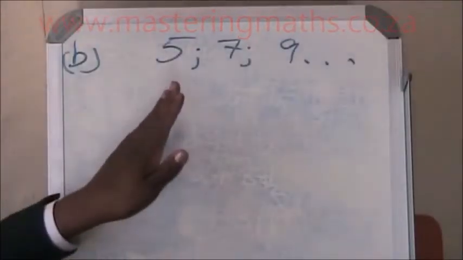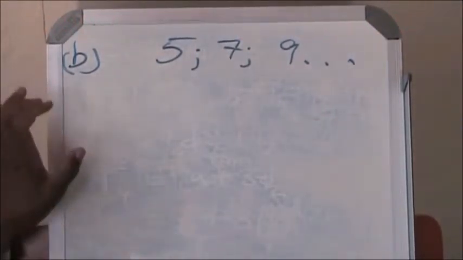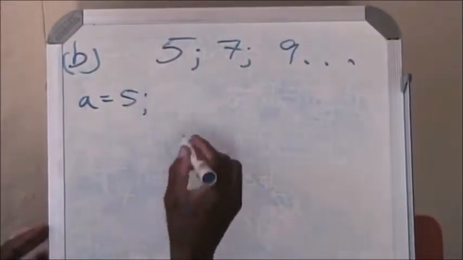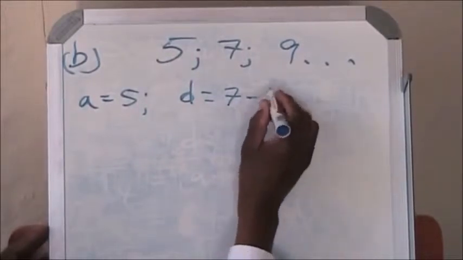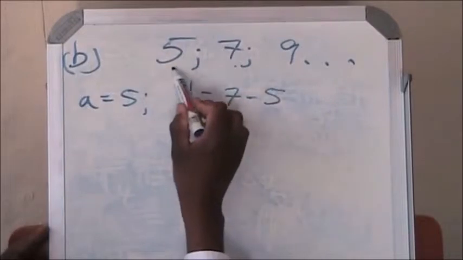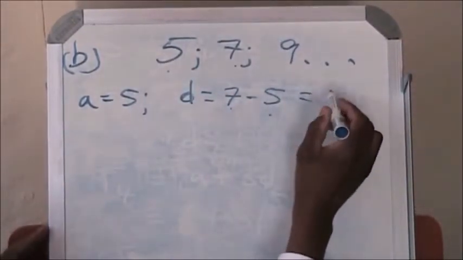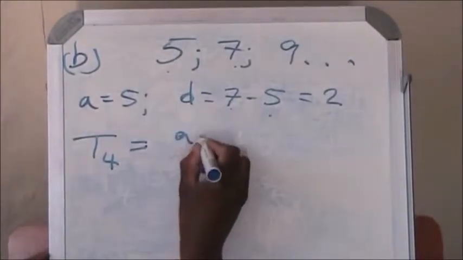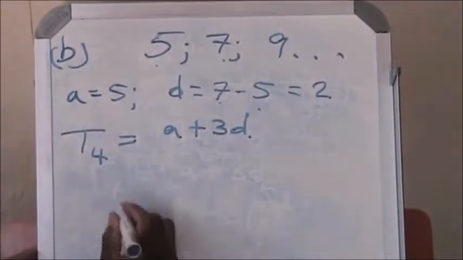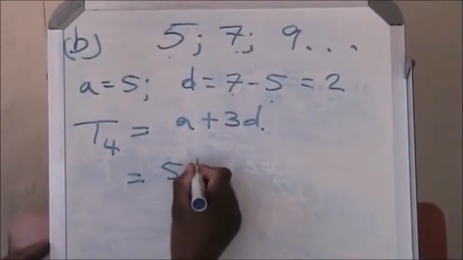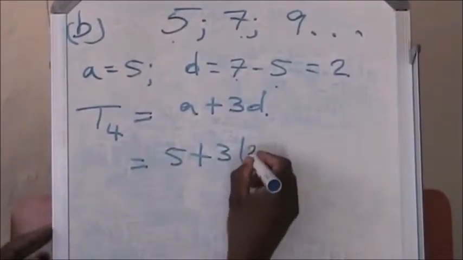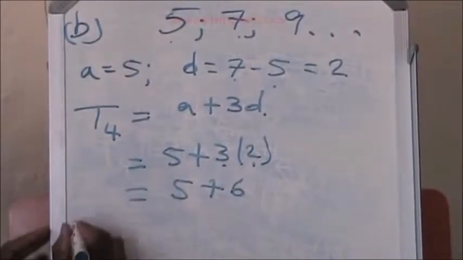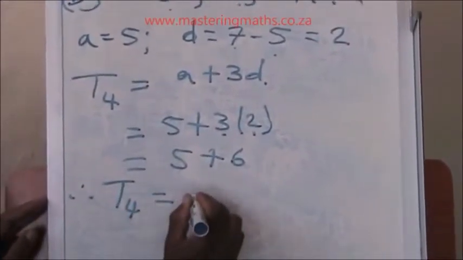Given the sequence 5, 7, 9, determine the fourth term and the fifth term. First term A is equal to the first term, which is 5, and D is equal to successive term minus previous term. That is equal to T2 minus T1, which is equal to 7 minus 5, which is 2. Therefore, the fourth term T4 is equal to A plus 3D, which is 5 plus 3 into 2. 3 times 2 is 6. Therefore, the fourth term T4 is equal to 11.